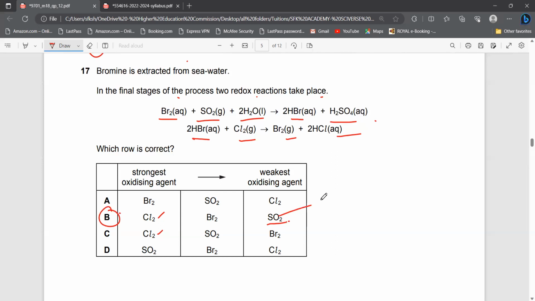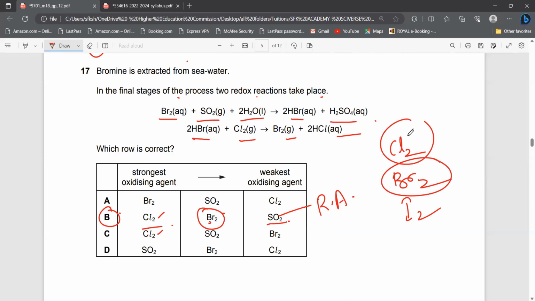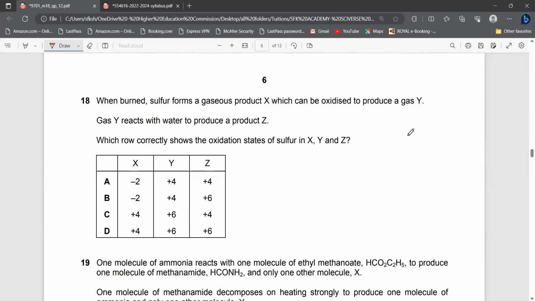Okay, sulfur dioxide is a reducing agent. We know this from the course. Bromine is a weaker oxidizing agent compared to chlorine because it's down in the group, right? It's here. Chlorine is above it. Chlorine is a stronger oxidizing agent.